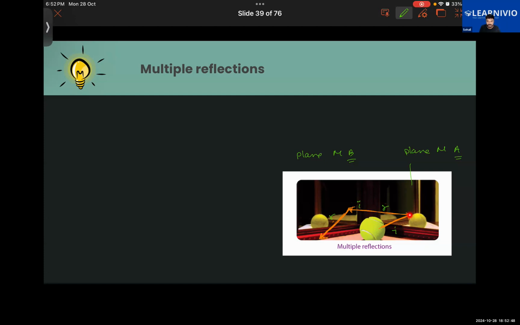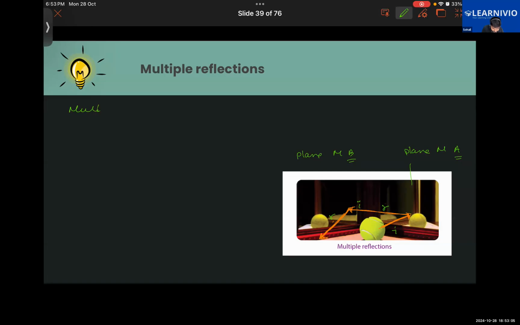How many times has reflection taken place here? 2. Yes. Okay, Khadija, what about you? How many times has reflection taken place here? 2. Right? Chakrika, Abdullah. So that is the case of multiple reflection, and as a result of this, multiple images are formed.